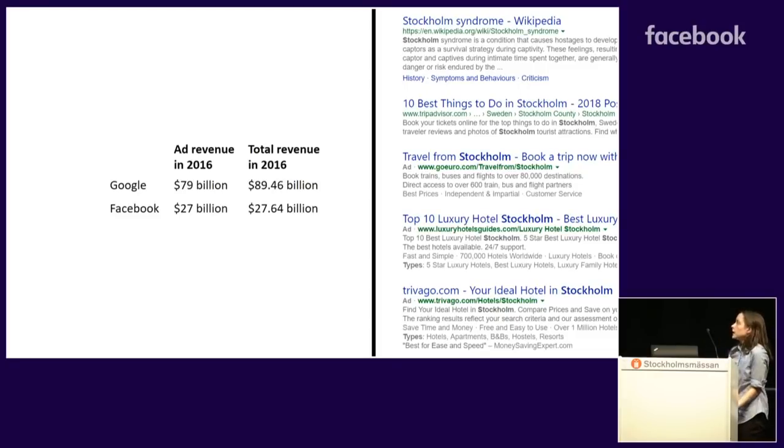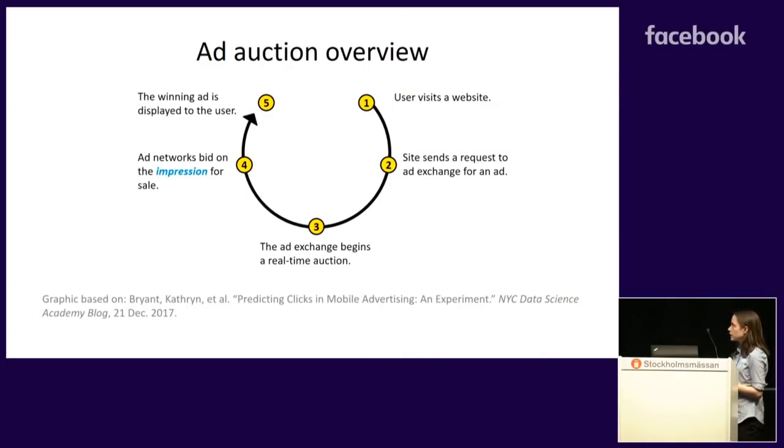As we saw, ad auctions generate huge amounts of revenue for big internet companies. The way it works at a very high level is that when you visit a site, the site is going to send a request to an ad exchange for an ad. An ad exchange is basically just a marketplace for ads. That ad exchange is going to begin a real-time auction, and the ad networks, the advertisers, are going to bid on the impression for sale. The impression is the opportunity to show you an ad. Then the winning advertisement is going to be displayed to you. And this whole process just takes milliseconds to complete.